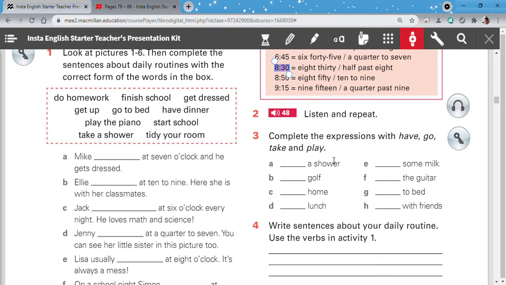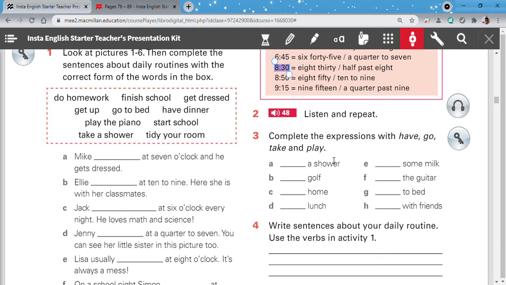Okay. Home. Go home. Okay, repeat. Go home. Lunch. Oh, that is very easy. Exactly. In the vocabulary you have dinner. What is that? Have dinner in the second line. Now you have lunch. It could be have breakfast, because lunch is almuerzo and breakfast is desayuno. Some milk. Have some milk.